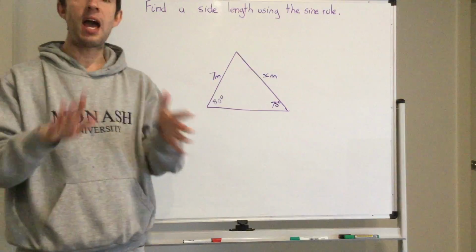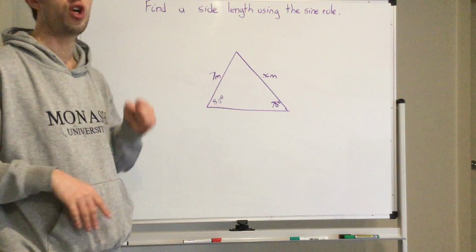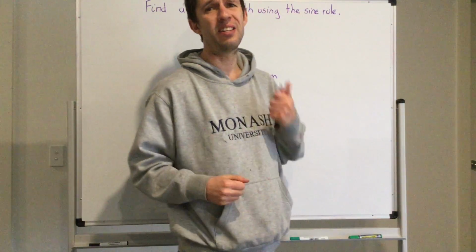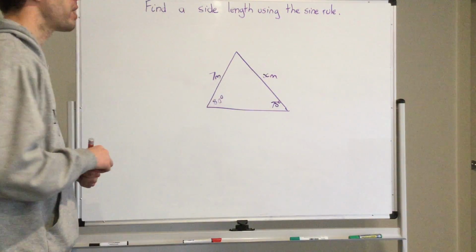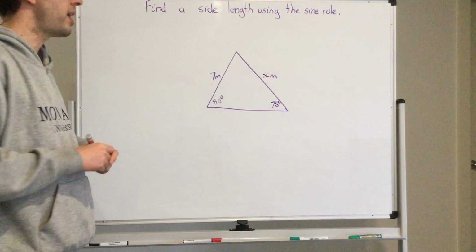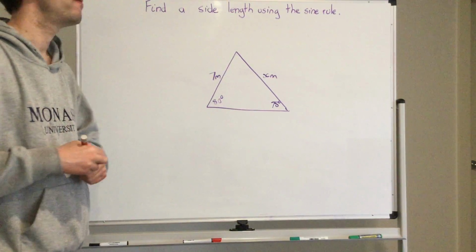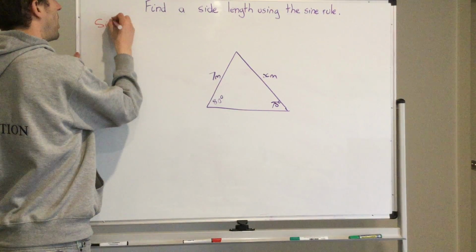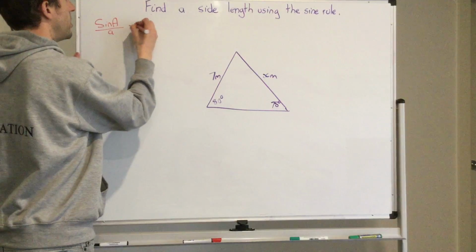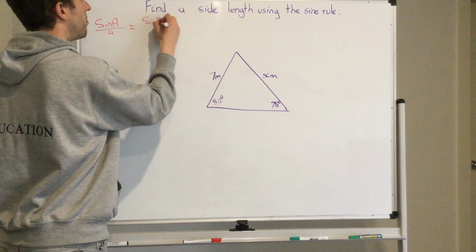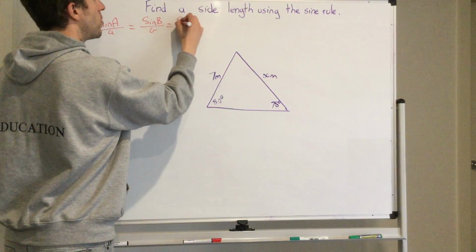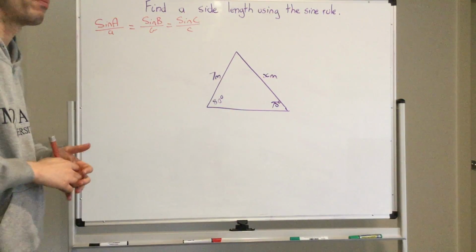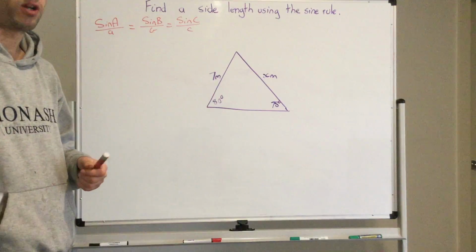So if you haven't looked at my previous video of proving the sine rule, please do, because that will assist you in understanding it and how it's made up. So I'm going to write down the sine rule that we've already proved together. It was sine A over A is equal to sine B over B, which is equal to sine C over C. So that is what we've already proved.